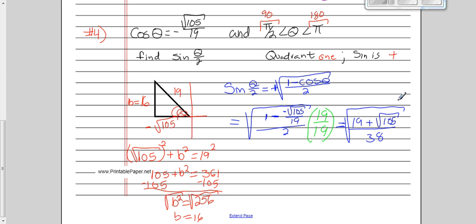Okay, and that's pretty much where we can stop. Of course, you could write this as 1/2 plus square root of 105 over 38, but it's not going to look any better. So that is my final answer for that one.